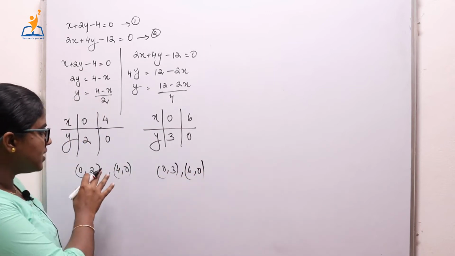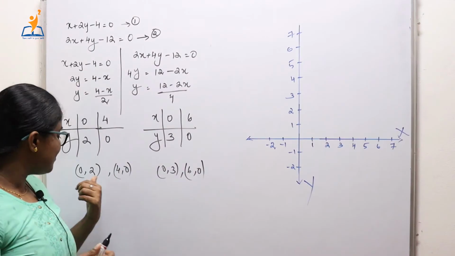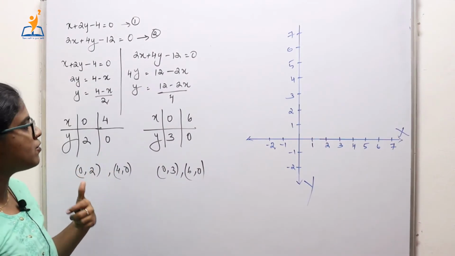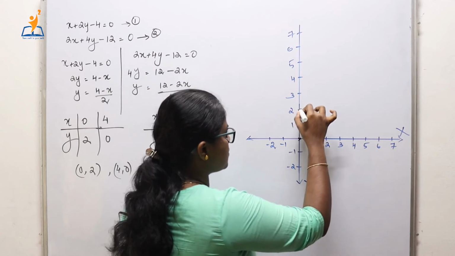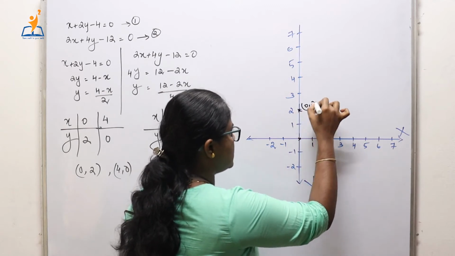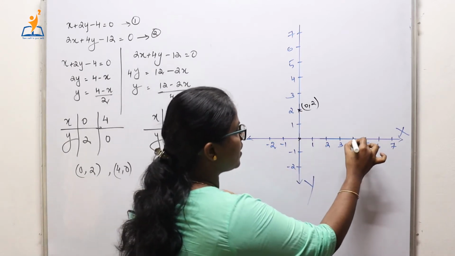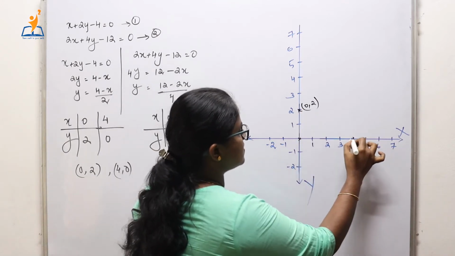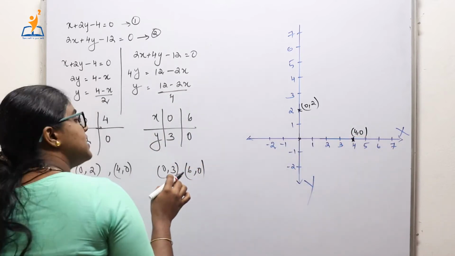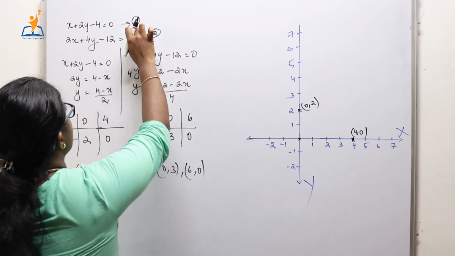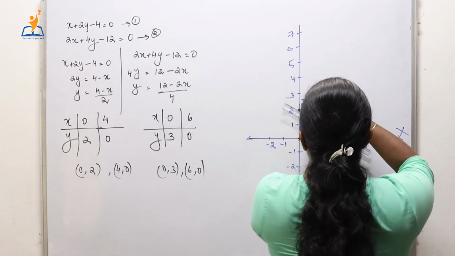Now let's plot these two lines in the graph, and let's do that. First we will plot (0, 2) and (4, 0). This is 0 and this is 2, so (0, 2) is this point. Now we will go for (4, 0). So this is (4, 0). And the line joining these 2 points will be the geometrical representation of equation number 1. And we will join that.